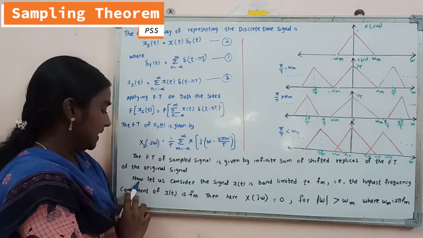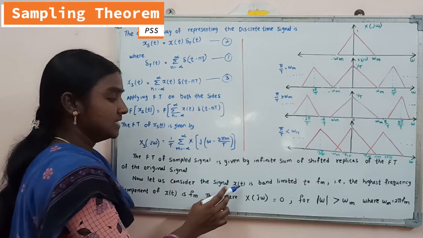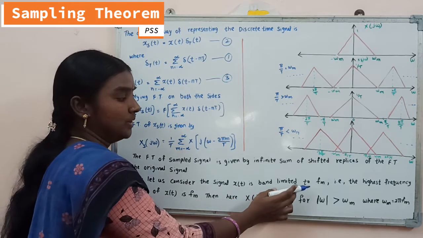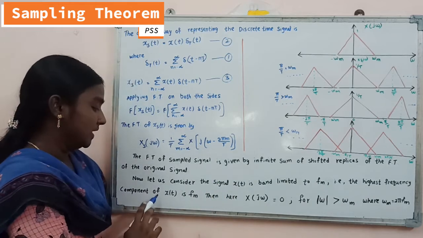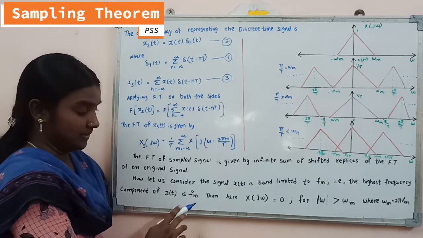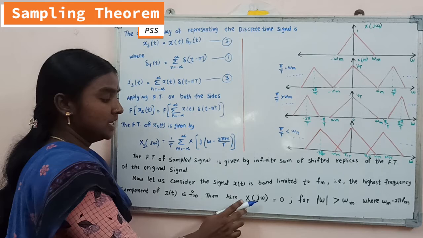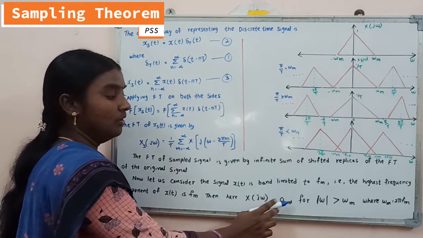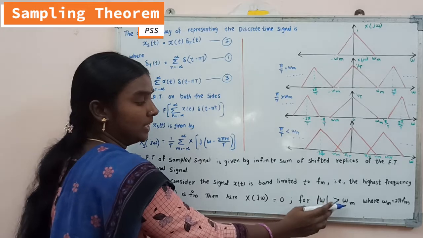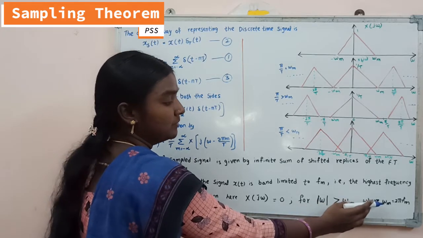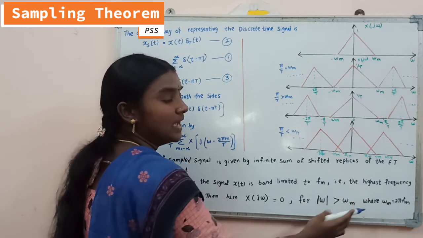Now here, let us consider the signal x of t is band limited to fm, that is, the highest frequency component of x of t is fm. Then X of j omega will be equal to 0 for omega values greater than omega m, where omega m will be equal to 2 pi fm.